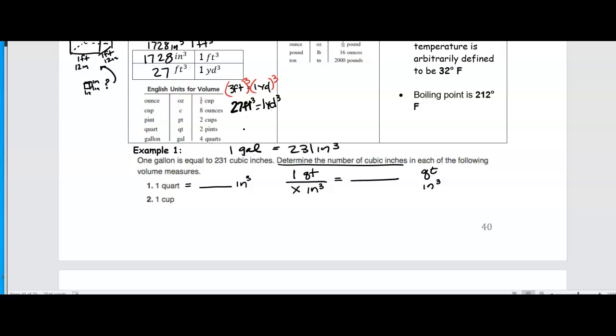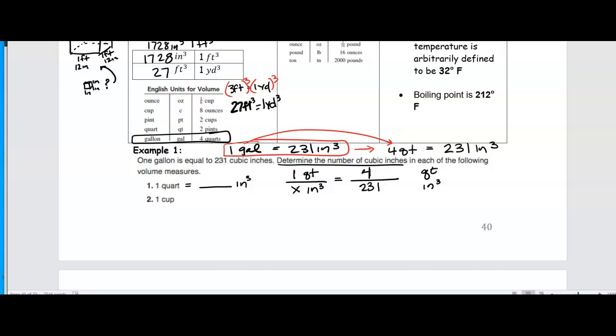So let's go up to our chart right here and look. We know that 1 gallon is the same thing as 4 quarts. So if 1 gallon is the same thing as 4 quarts, then I'm going to take this right here and change it. Instead of gallon, I'm going to write 4 quarts, because that's the same thing as 1 gallon, which is also equal to 231 cubic inches. So now in my proportion down here, quarts and inches cubed, I'm going to write 4 quarts is equal to 231 cubic inches. And then I'm going to solve.